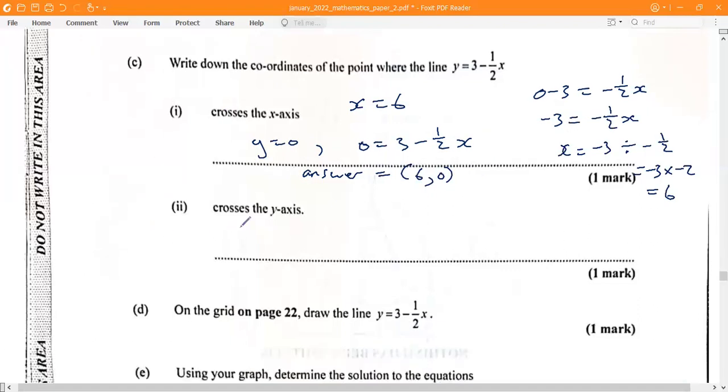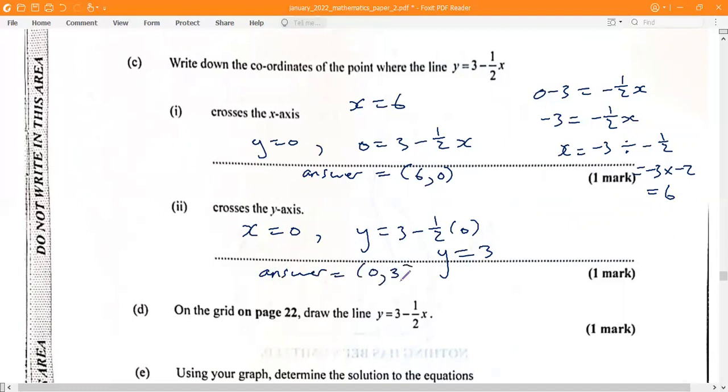Where it crosses the y-axis: okay, so when it crosses the y-axis, x is equal to 0. So therefore we have y is equal to 3 minus 1/2 times 0. 1/2 times 0 is equal to 0, so y is equal to 3. So the answer is (0, 3).